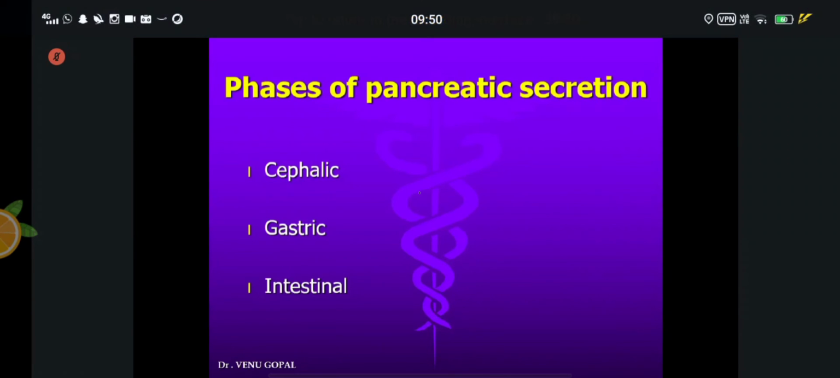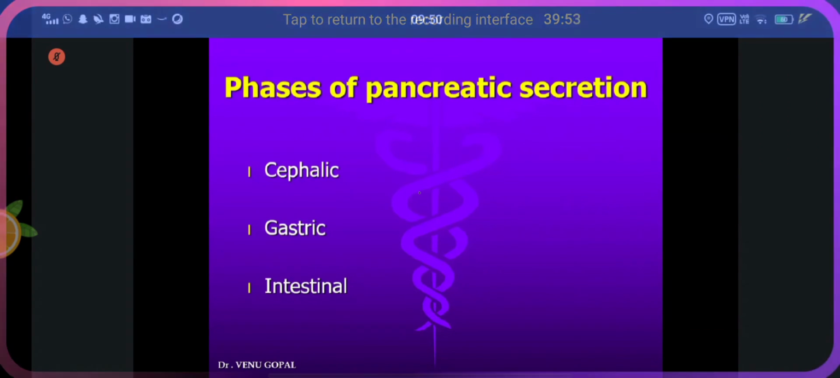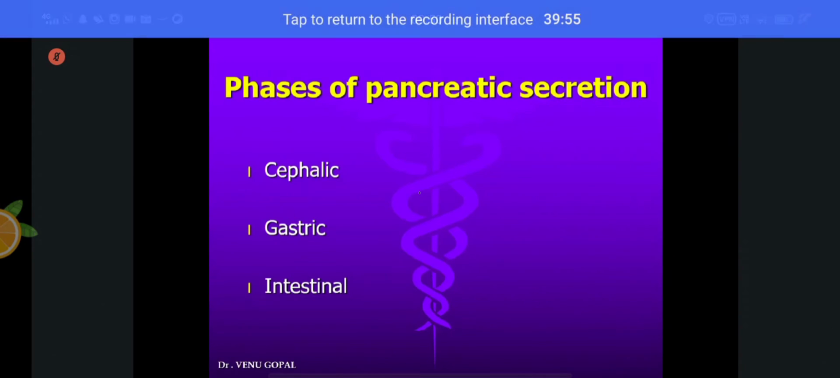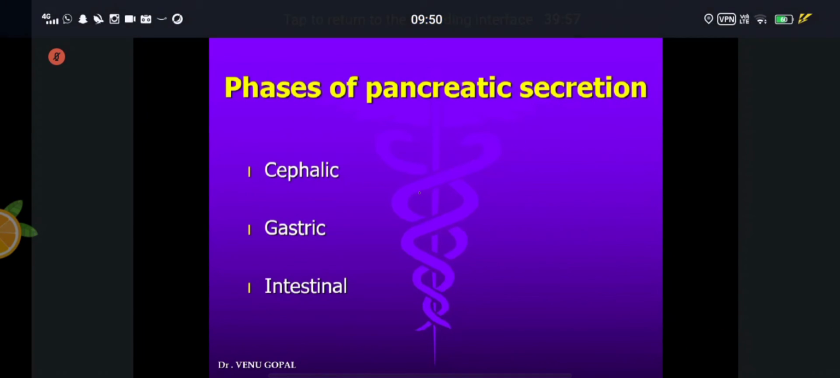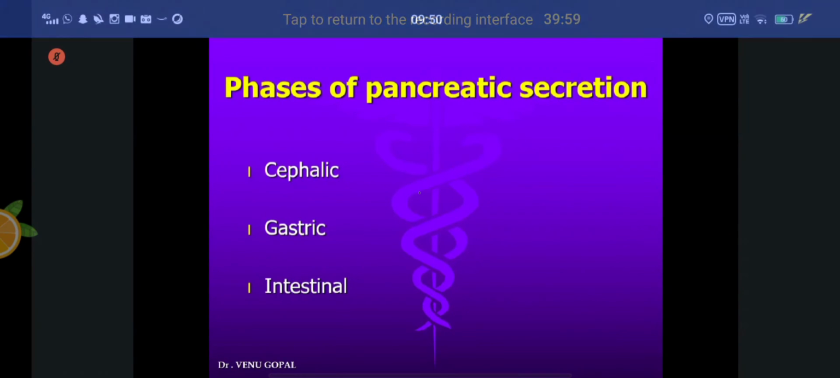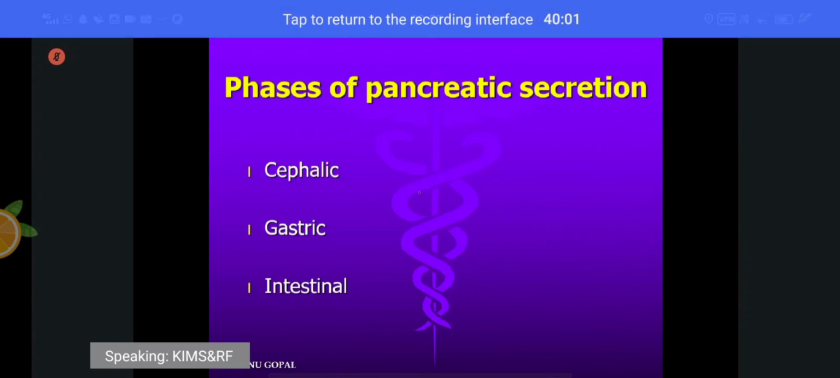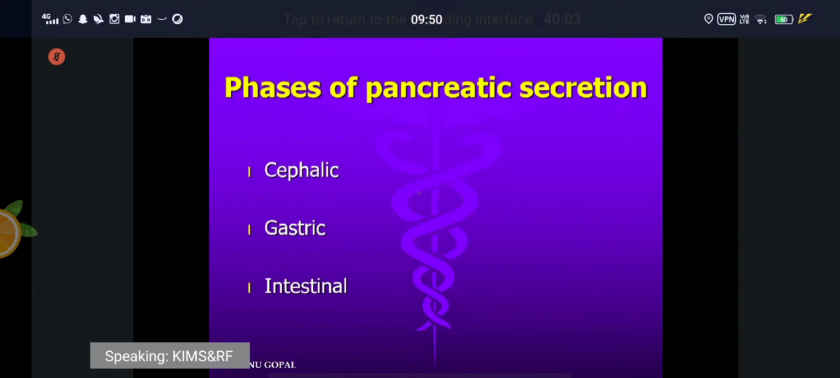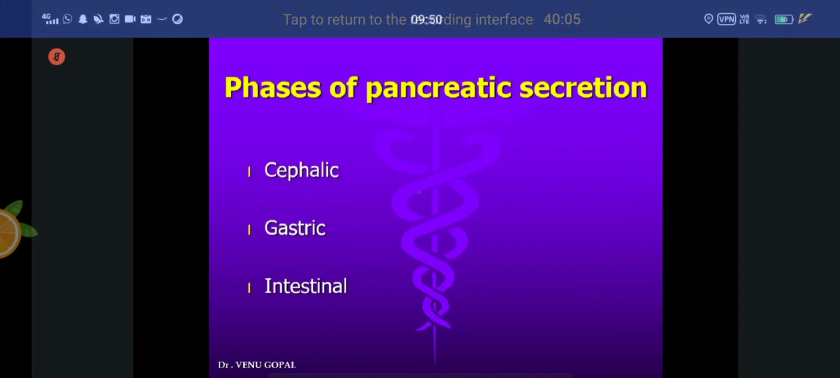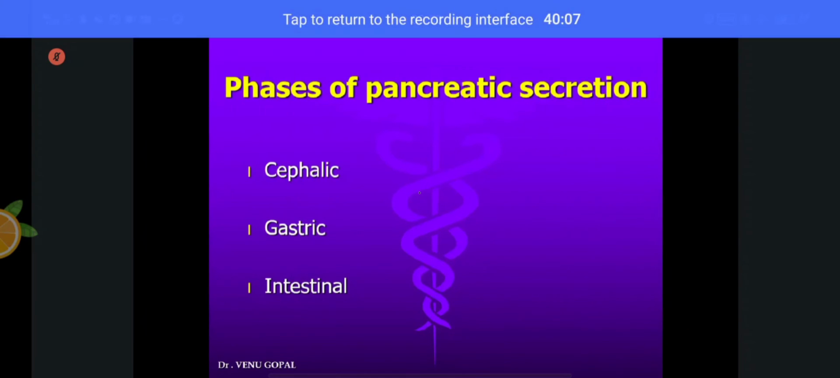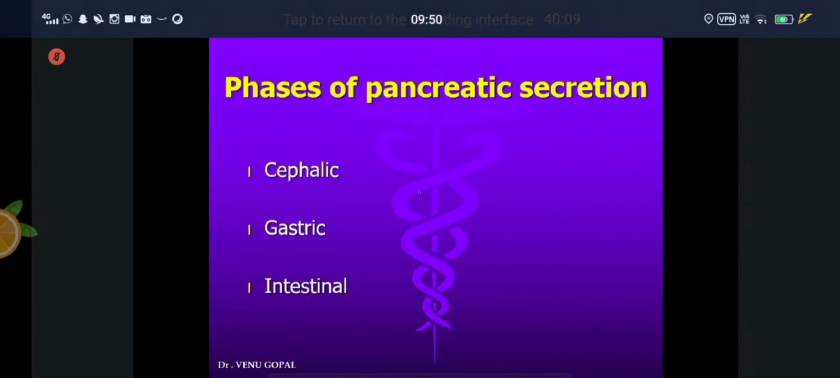Cephalic is always 10 to 20% minimum. Okay. With this, we have completed components and functions, a bit of regulation. Detailed regulation will be discussed again to reinforce your concept tomorrow, in detail.